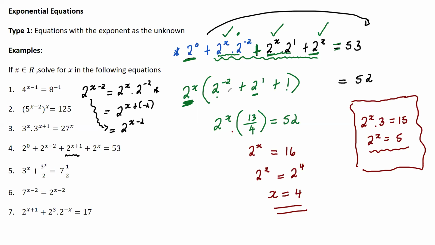Okay. Oh, yes, sir. Thank you. All right. So here we are. We're good to go. So it was 53, yes. Now it's 52 because 2 to the power 0 is 1. I took 1 to the other side, and eventually I pulled through.